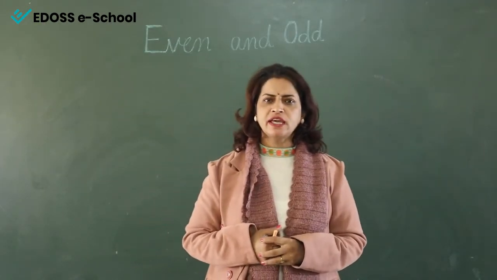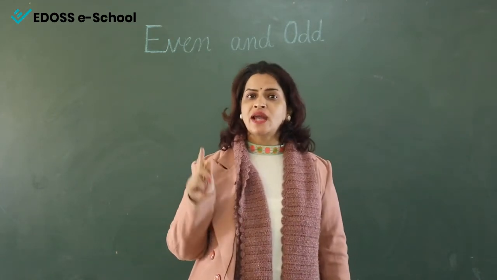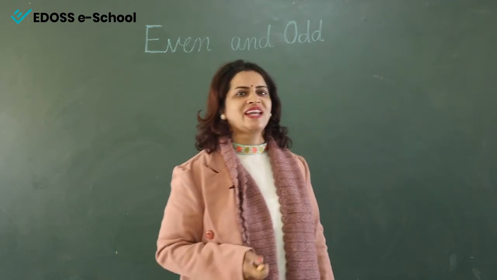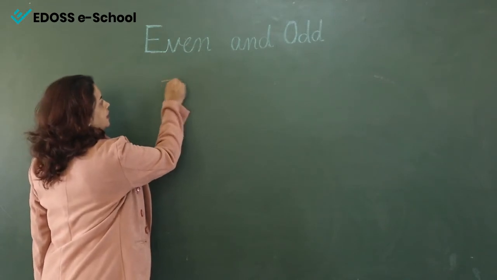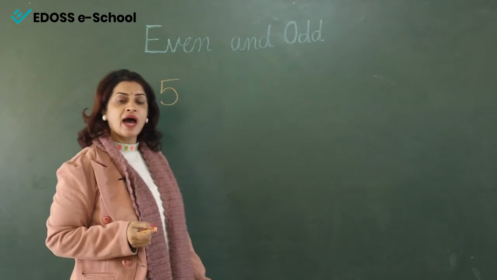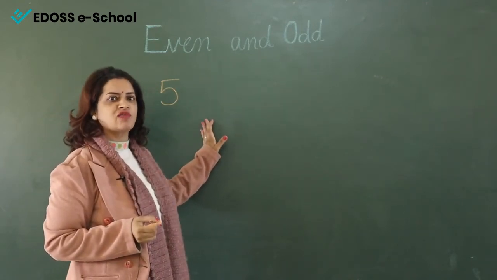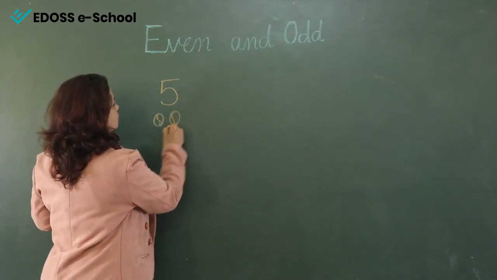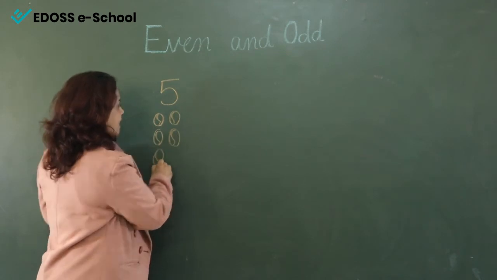Now let me take a quiz for you. Okay? So I will be writing down the numbers and you have to tell me whether this is an odd number or an even number. Okay, the first number is, what is this? This is number 5. So we can draw 5 objects for it. Okay? 1, 2, 3, 4 and 5.